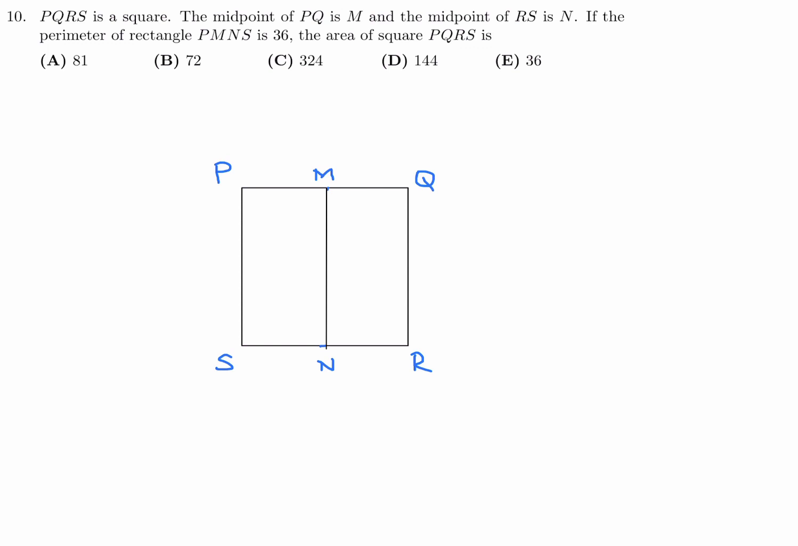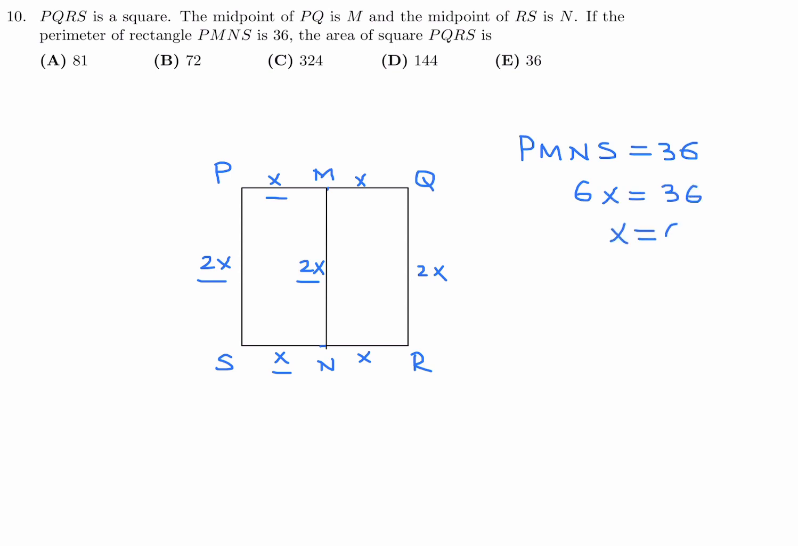Okay, well, it's a square, so all the sides are the same. So this is X, this is X, this would be 2X, right? All the sides have to be the same. And then the distance from M to N is also going to be 2X. So the perimeter of PMNS is 36. And in terms of the labeling here, that's going to be 1, 2, 3, 4, 5, 6. 6x is 36, so x is 6. So if x is 6, that means 2x is 12. So the side of the square is 12.